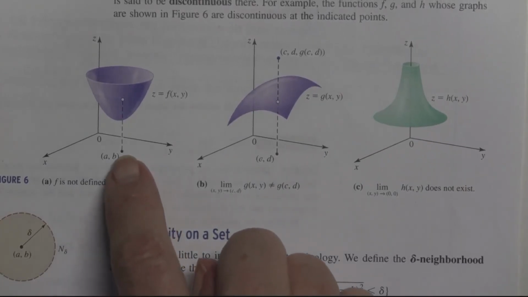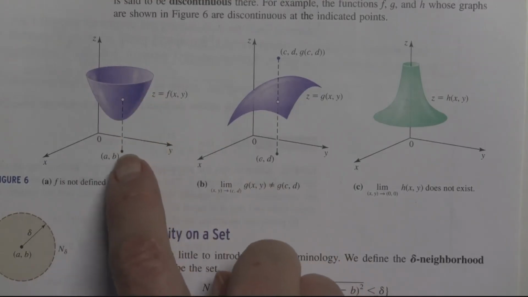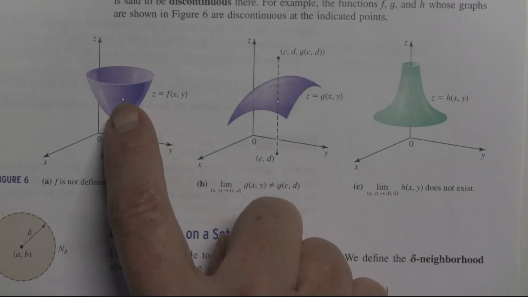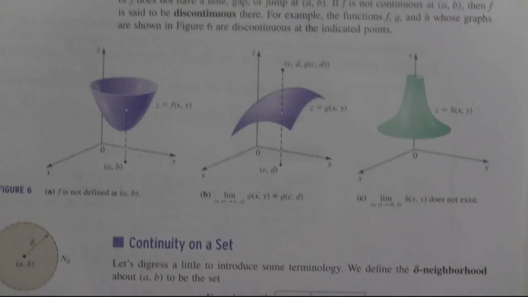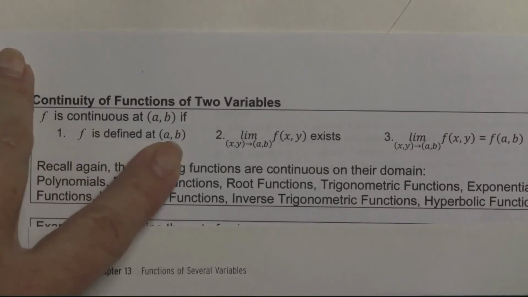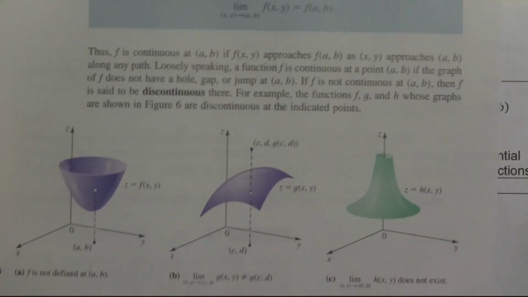And so all these points are projecting and creating this figure. But at this particular point, there's a little hole in the graph, and so that's a discontinuity. What's causing it to be discontinuous in this first one is that f is not defined at the point.